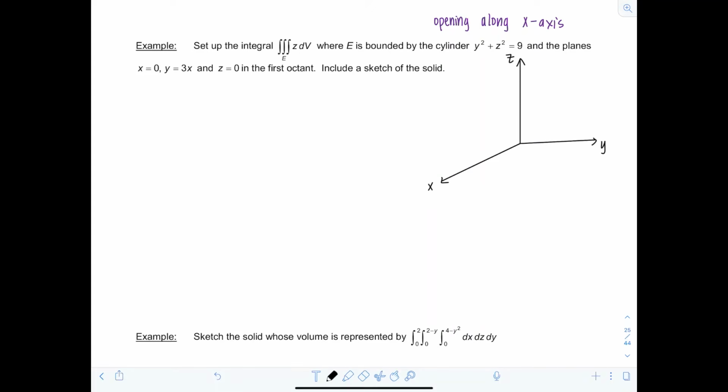So the radius is going to be 3, so I'll go up to 3 in the z direction and in the y direction. And I'm ready to project it parallel to the x-axis. So here we go. I'm only going to draw the portion in the first octant, so just from here to here. And then maybe we'll extend it to here, to where x equals 3. I don't know. We'll see.